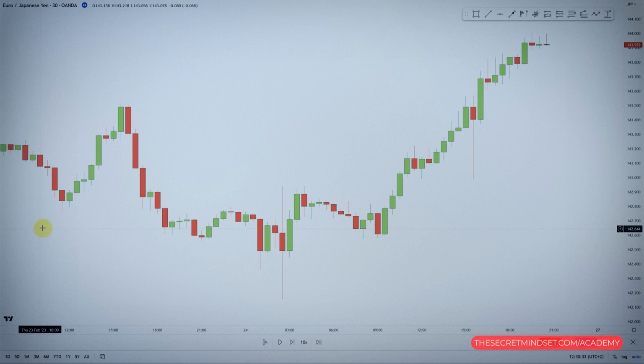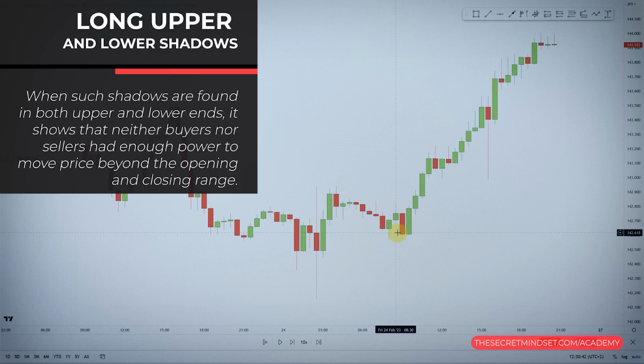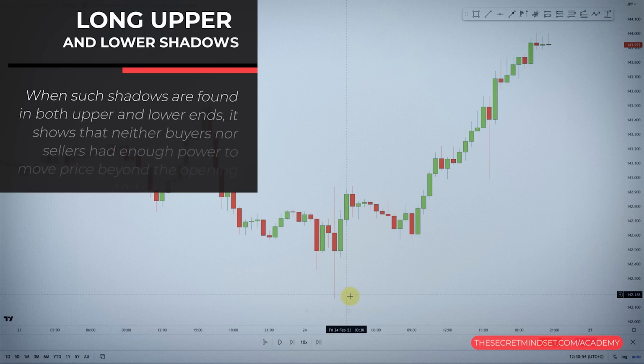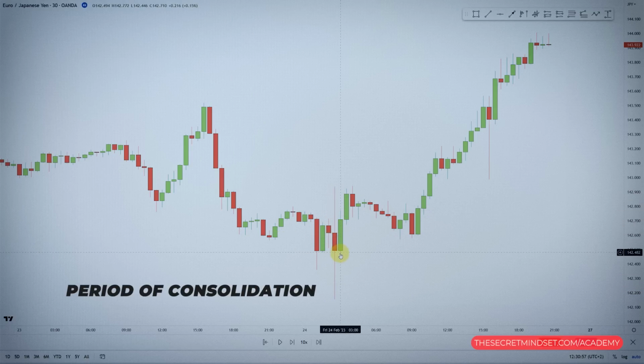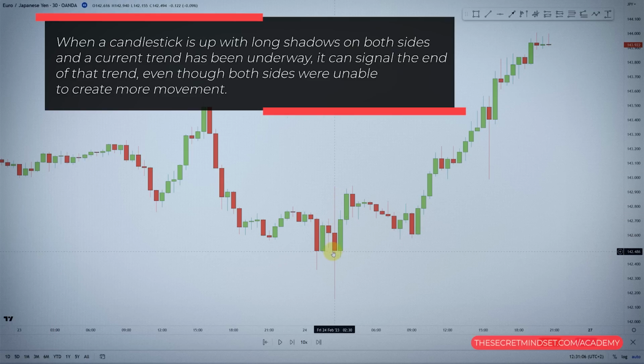One of the most interesting signals is an exceptionally long shadow or wick appearing on both sides of the real body. When such shadows are found in both upper and lower ends, it shows that neither buyers nor sellers had enough power to move price beyond the opening and closing range. This failure of both sides to control price movement could be a sign of a period of consolidation. When a candlestick is up with long shadows on both sides and the current trend has been underway, it can signal the end of that trend, even though both sides were unable to create more movement.